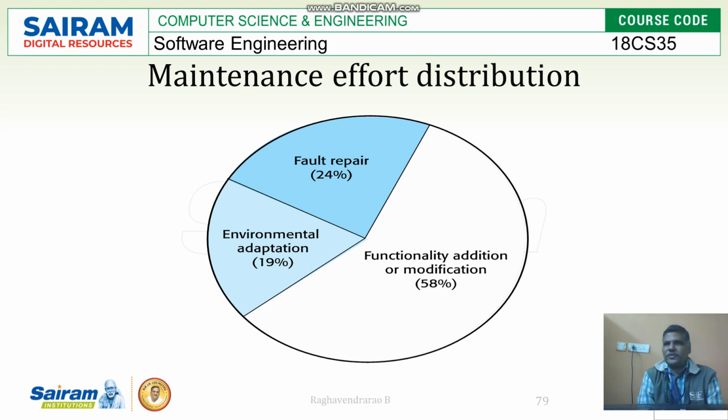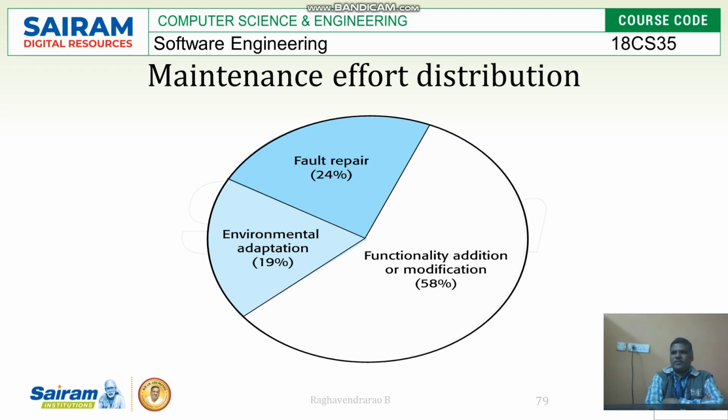See, the maintenance effort distribution chart is a pie chart. Out of 100%, where all the things are distributed: fault repairs are 24%, functionality adaptation and modification is 58%, and environmental adaptation is 19%. It means that for almost any application, more than 50% is functionality adaptation and modification. More time is going to be spent on this. So maintenance is going to be there for any application with this particular percentage.